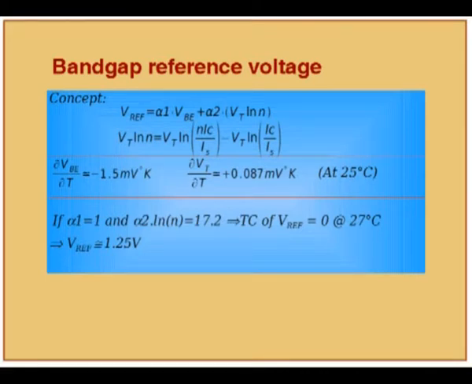So if we choose, for example, at this temperature, these two coefficients to be like this, alpha 1 to be 1, alpha 2 ln N to be 17.2, the temperature coefficient will be exactly 0. So what we want is to choose the coefficients alpha 1, alpha 2 and N in such a way that the temperature coefficient at room temperature, or any other temperature we would like, is 0. It can be shown that in all cases, the value of the reference under this condition of coefficients will be 1.25 volt.